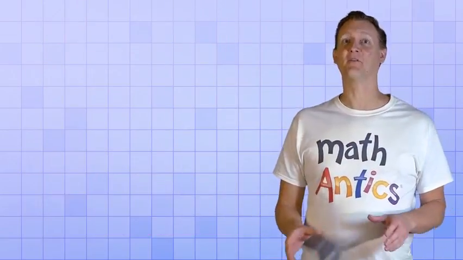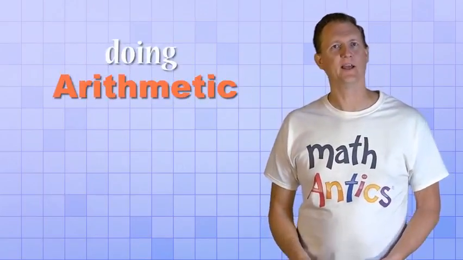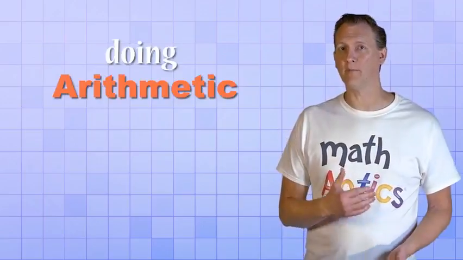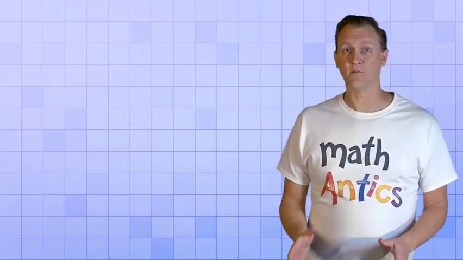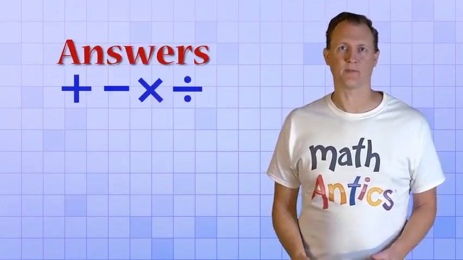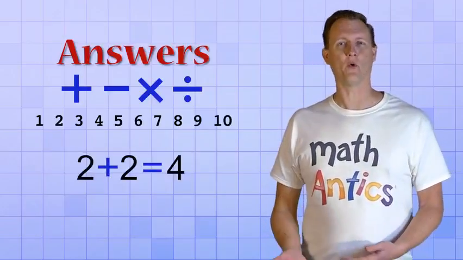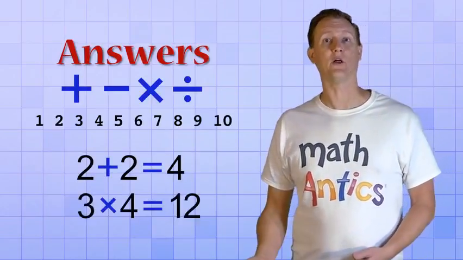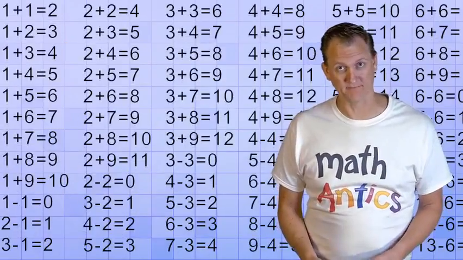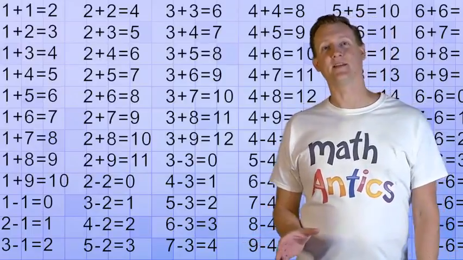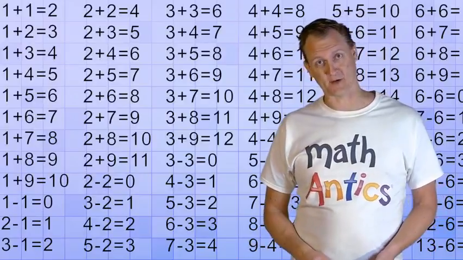All right, we've learned a lot about arithmetic so far. But when it comes to actually doing arithmetic, it's really helpful to start off by memorizing some of the basic arithmetic facts. That usually involves memorizing the answers to all the arithmetic problems that can be made from the numbers 1 through 10, like 2 plus 2 equals 4, or 3 times 4 equals 12. You may be thinking, that sounds like a lot of facts to memorize, and you're right. But fortunately, because of the two things we just learned about arithmetic, it's not as bad as it sounds.